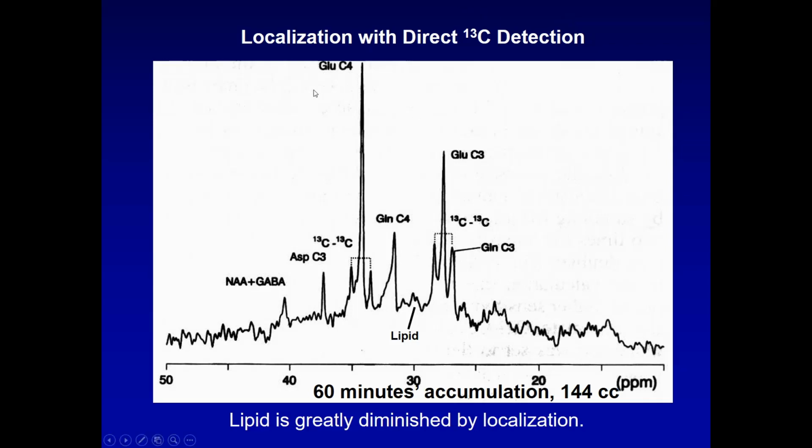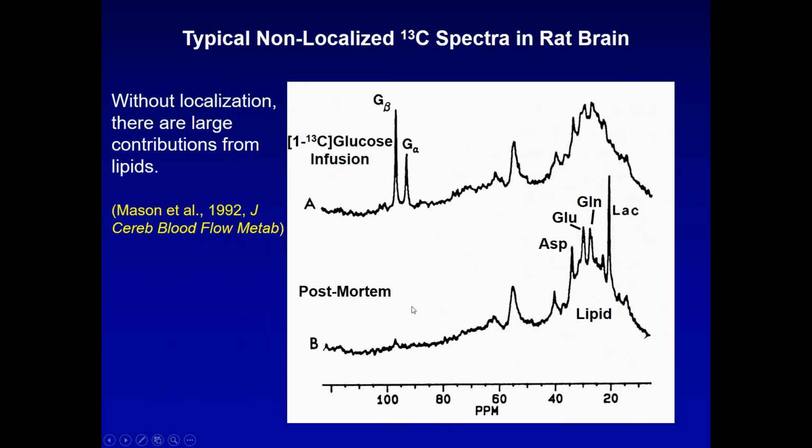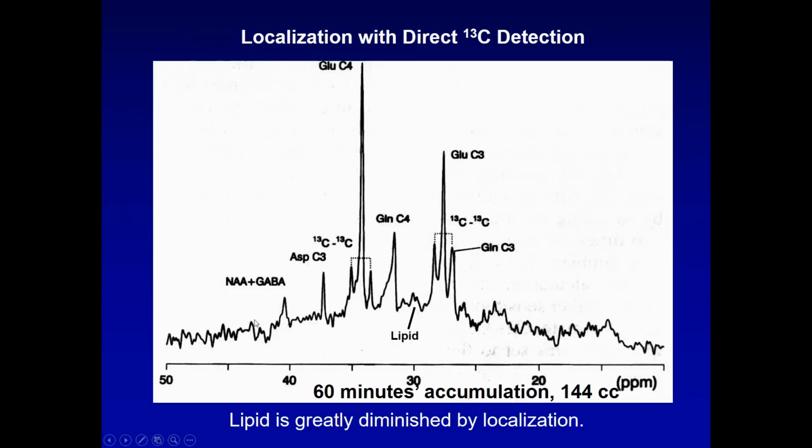And here we can see the metabolites, with a very, very broad contribution from lipids and a little bit sharper here, breaking through. But it's much, much clearer than we had over here. The vast majority of this lipid peak is now gone because of the localization, and it's easy to quantify glutamate, glutamine, different carbon-3, carbon-4 of these different molecules.